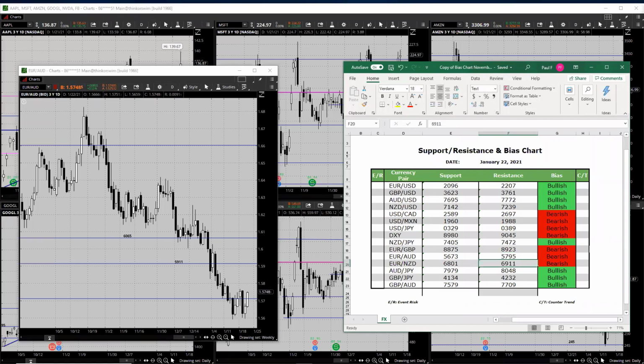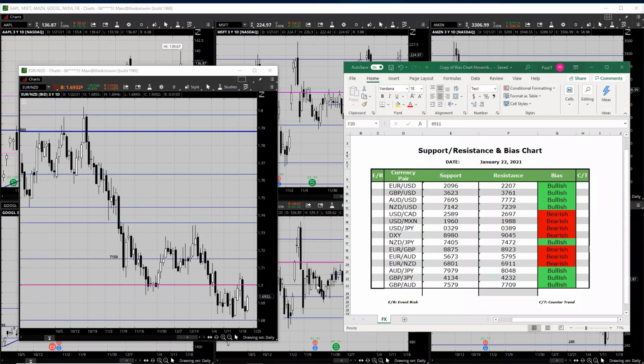On to the Euro Kiwi. Same thing here. We took out the lows by just a hair, and it actually held that level at 68. See there? And we moved up higher. Support now is going to be that open bar right there, which is 68.53. And resistance is going to be this close right here, which would be 69.53.